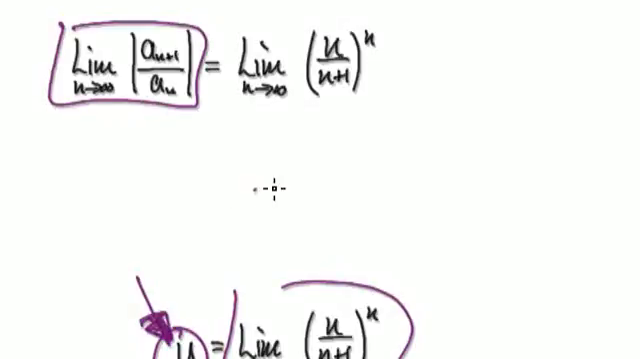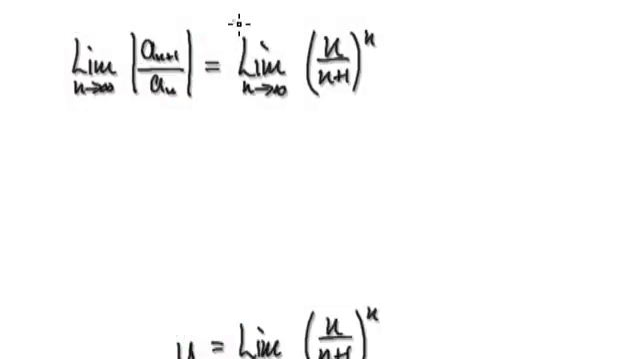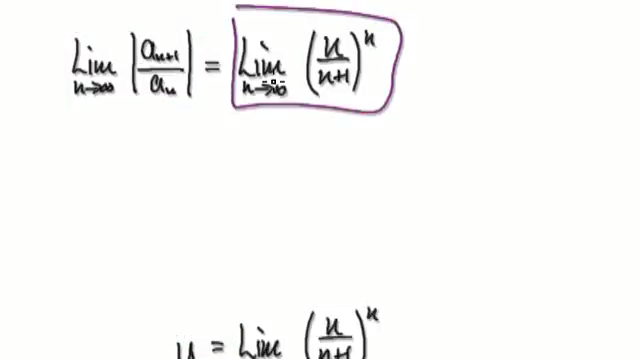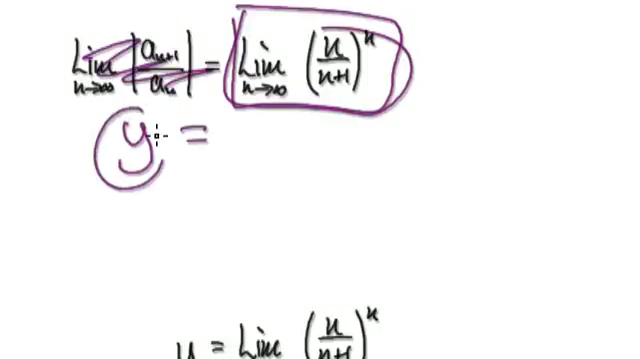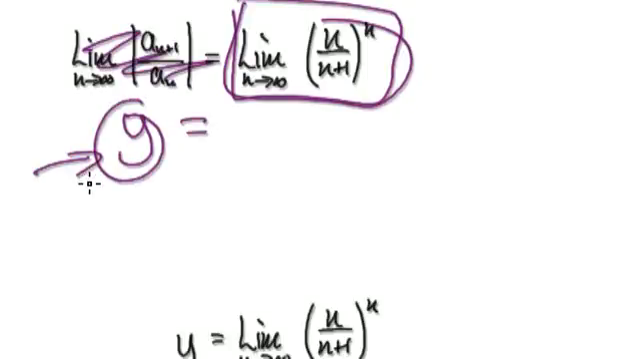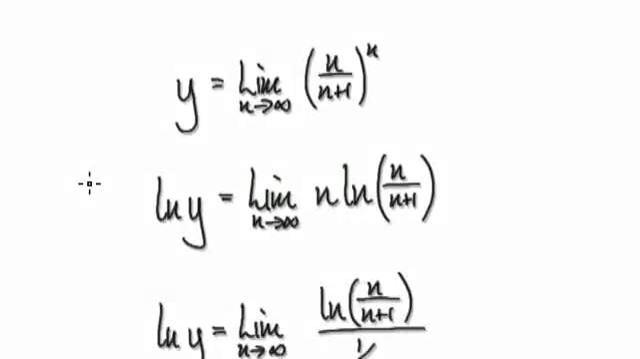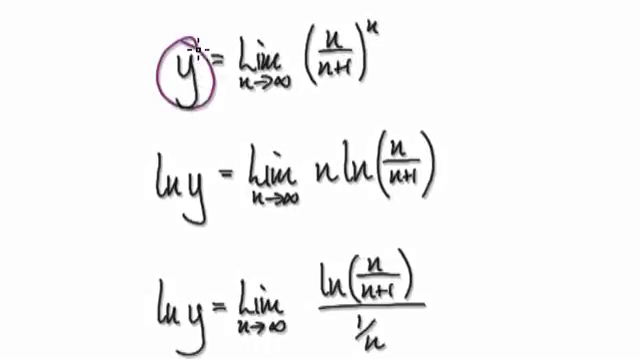If this is greater than 1, we know it's going to diverge. If it's less than 1, we know it's going to converge. But we are trying to find out this. Let's just call it y, and it is a y that we're seeking. So here we've got n over n plus 1 to the power of n, and we are trying to work out y here.